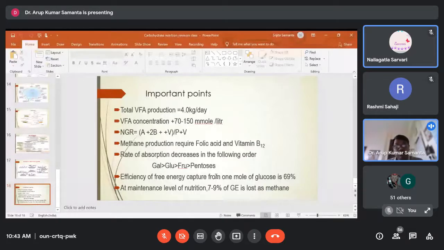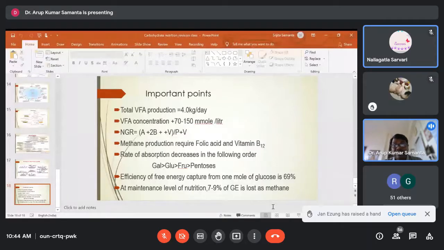The efficiency of free energy capture from one molecule of glucose is 69%. What does it mean? Whatever energy is produced due to the oxidation of glucose, you should not think that all the energy is captured in the form of ATP. It is not like that. 31% of that energy is lost as heat. Only about 69% of the energy is captured in the form of ATP.